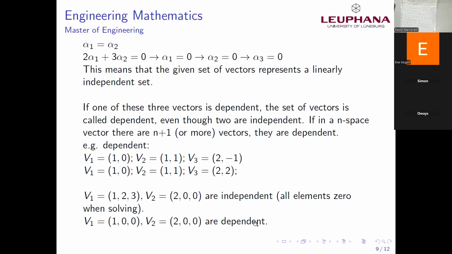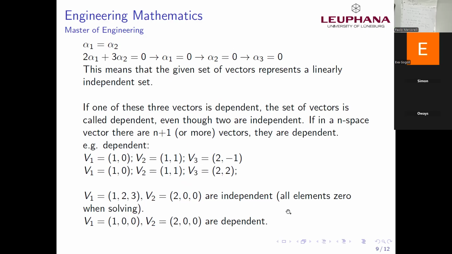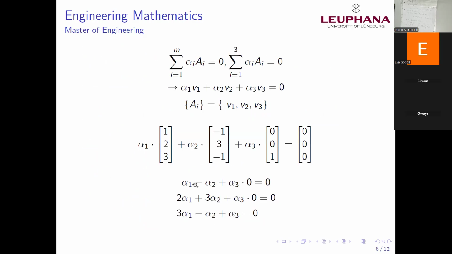Now, let me do some calculations here. We don't need to do many calculations, but we can see, for instance, this is alpha 1 minus alpha 2 equals 0. Here we have 2 alpha 1 plus 2 alpha 3 equals 0. And here we have 3 alpha 1 minus alpha 2 plus alpha 3 equals 0. Nevertheless, from the first equation, I can say that alpha 1 equals alpha 2. We can see from here, because alpha 1 minus alpha 2 is equal to 0. This means alpha 1 equals alpha 2. Do you agree?